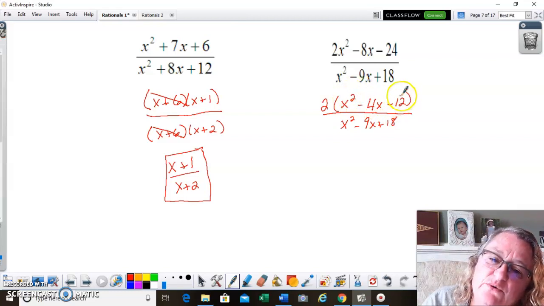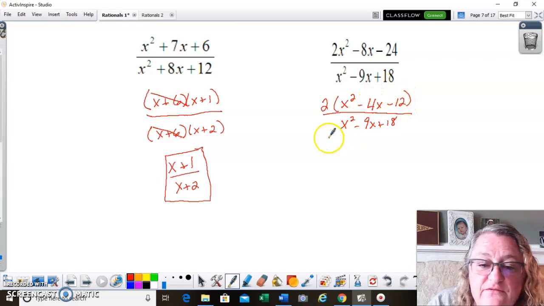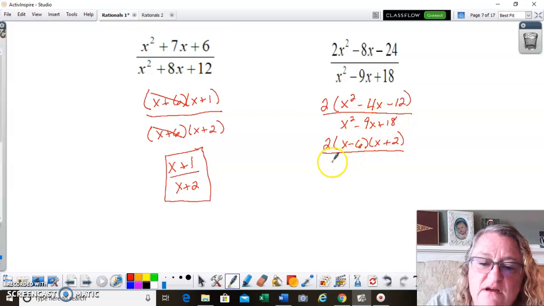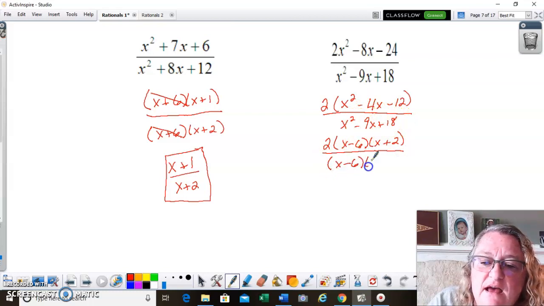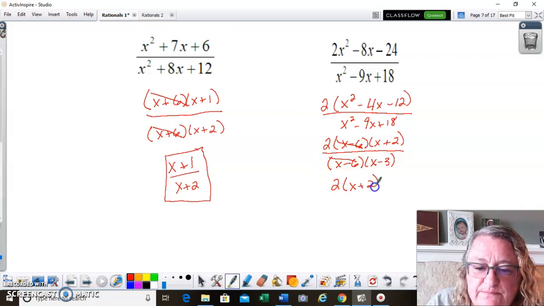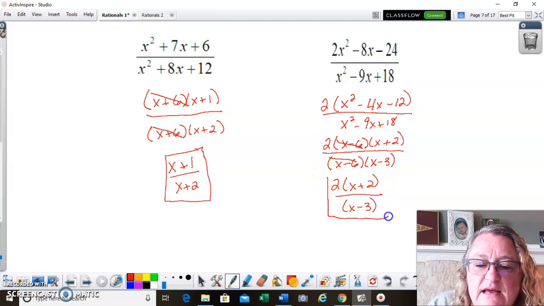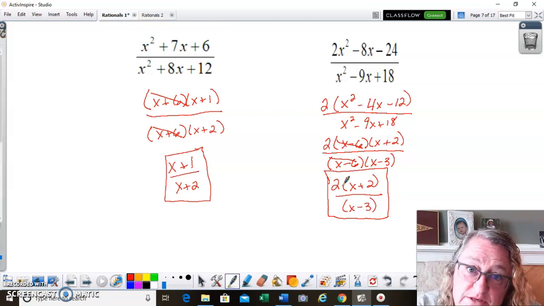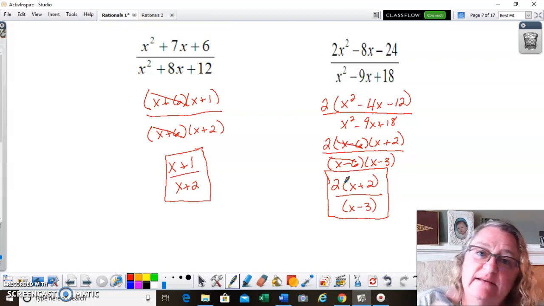Now I need to factor what multiplies to negative 12 and adds up to negative 4. I think I see x minus 6 and x plus 2 in that. Now I need two things that multiply to 18 but add up to negative 9. I see x minus 6 and x minus 3. My matching x minus 6's go away, and I have 2 times x plus 2 over x minus 3. And that is as simple as that goes. So we can simplify rational expressions, which we're going to need when we multiply and divide them and add and subtract them.